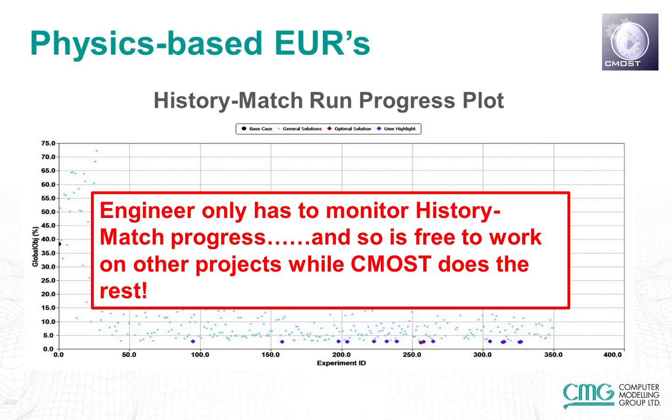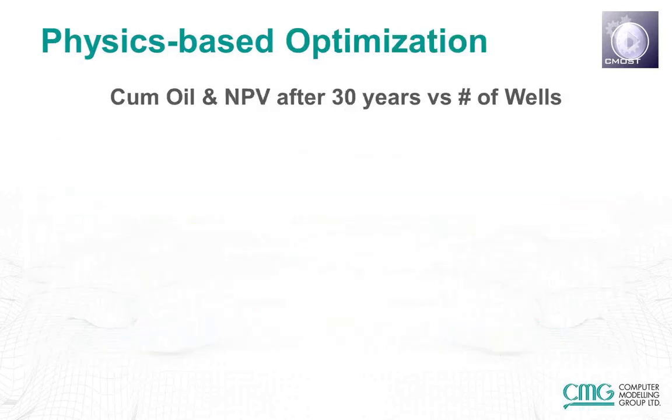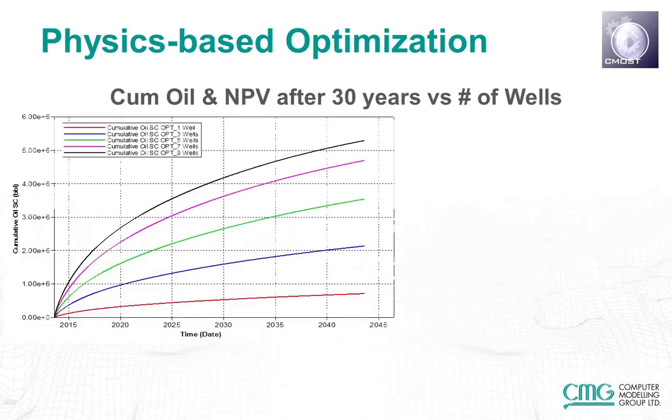With this, the engineer only has to monitor the history match process and is free to work on other processes as CMOST does most of the work. As well, we may want to do things such as optimization. In this case, we're going to look at an optimization where we looked at doing different well spacings with different amounts of wells per section. Here we've analyzed between 1 well per section up to 9 wells per section, along with the varying production associated with each case.